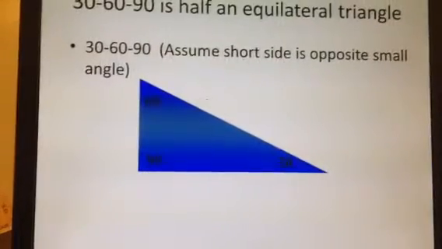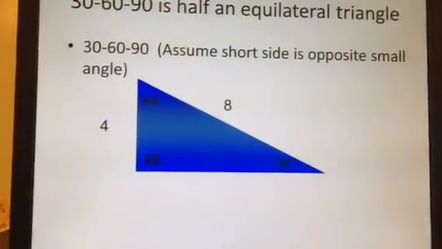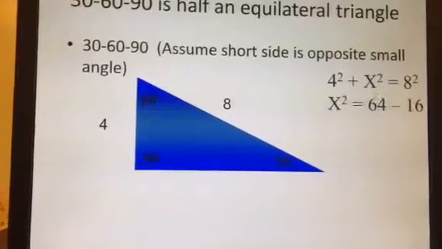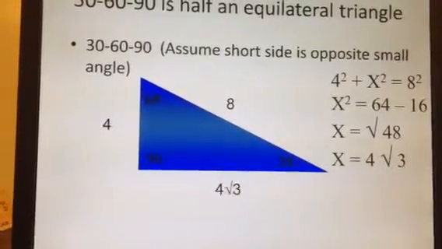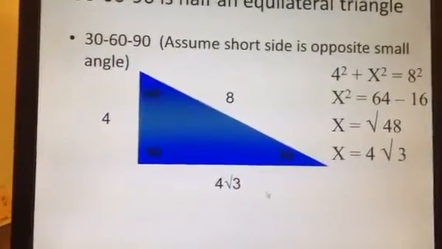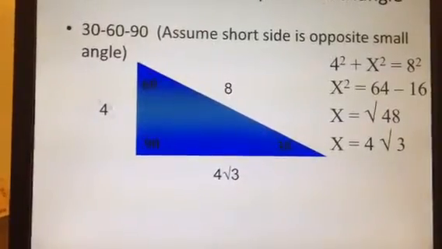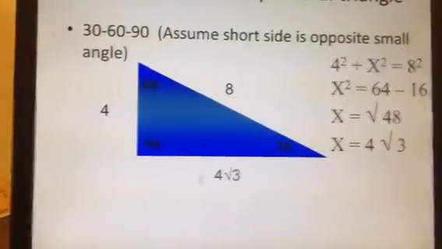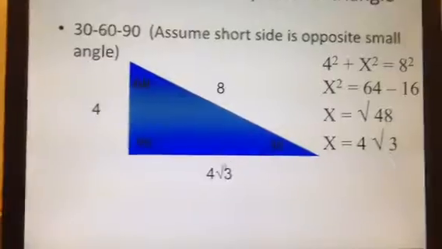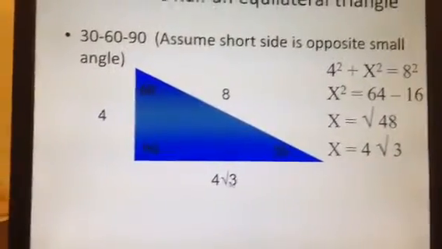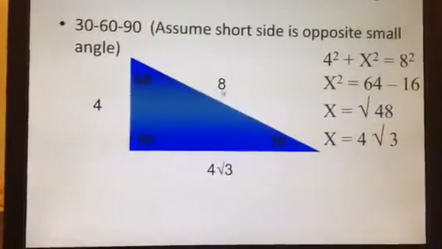All right, 30, 60, 90. Another review. If that's 8, that ends up being 4, which means this down here, when I go through the math, ends up 4 root 3. This pattern should be familiar. Whatever the short leg is, this is twice as much. This is bigger, but not twice as much. Remember, this is about 1.7. So it is bigger, but not twice as much.